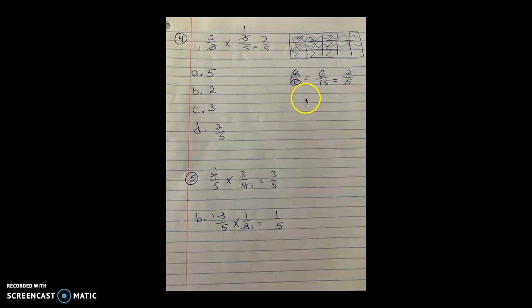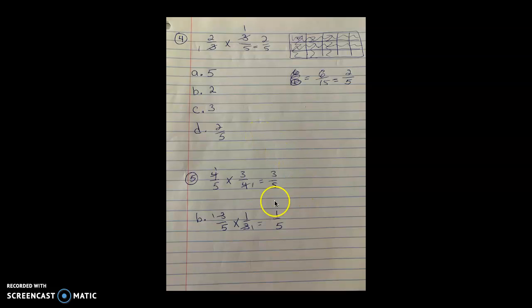If you don't cross cancel, you end up with 6/15. But I have to reduce, so I divide by 3, I got 2. Divide by 3, I got 5. Over here, I cross cancel. Divide by 3, I got 1. Divide by 3, I got 1. And then multiply straight across, and you get 2/5.